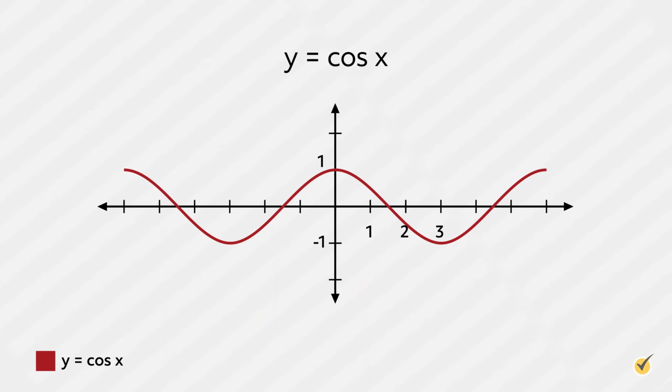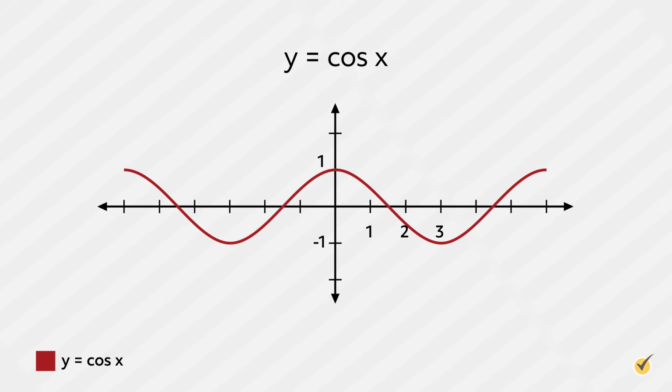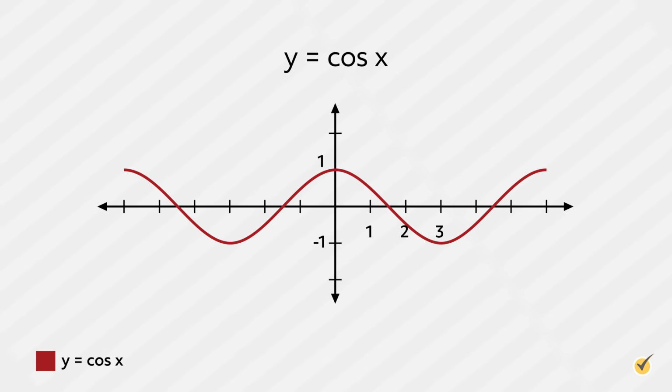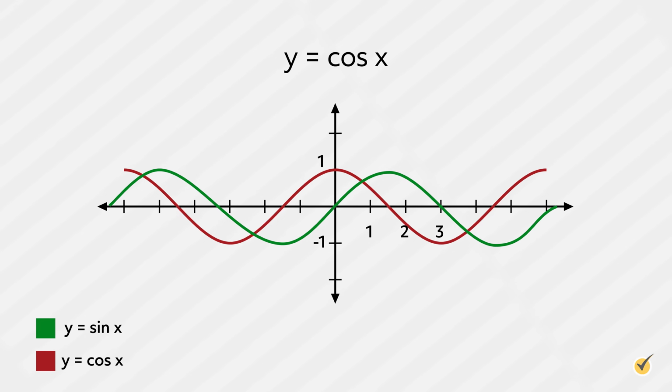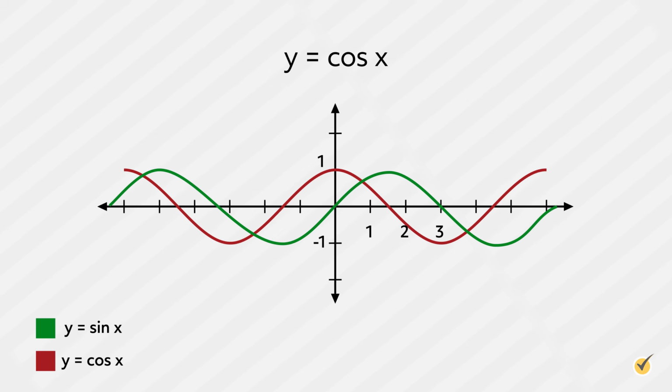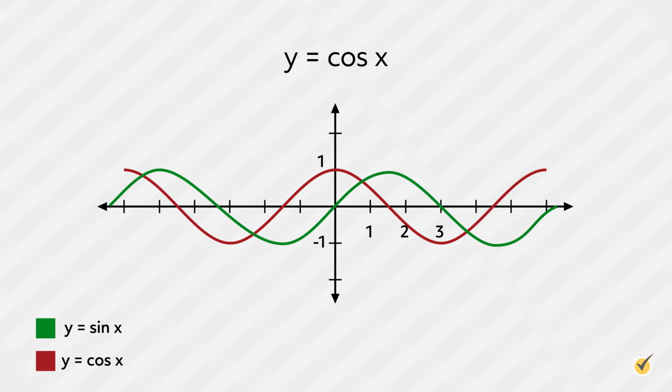Cosine functions can also be graphed. Let's set up a graph of the basic cosine function. This is a cosine wave. It looks a lot like the more famous sine wave, but it's phase shifted by pi over 2 radians. Let's overlap the cosine and sine functions so we can see the shift. We can clearly see that they have the same shape. The sine wave in green starts with a y value of 0 when x is 0, while the cosine wave starts with a y value of 1.